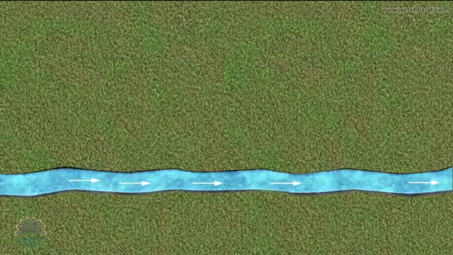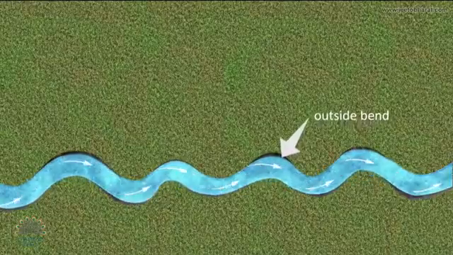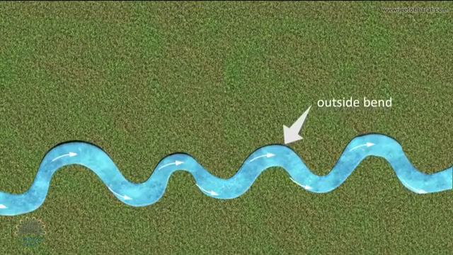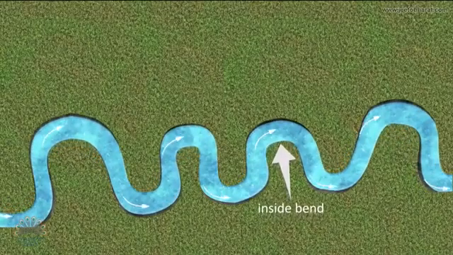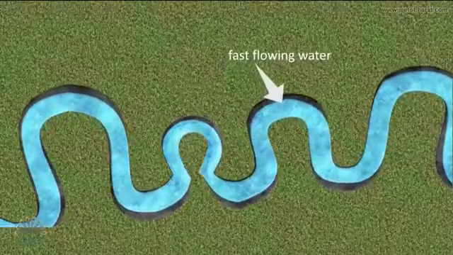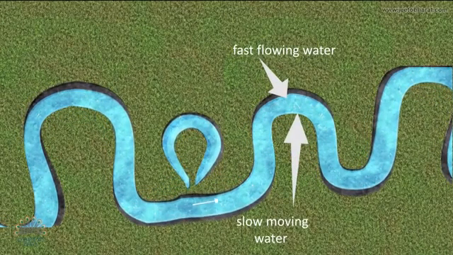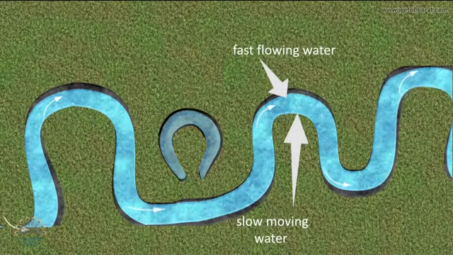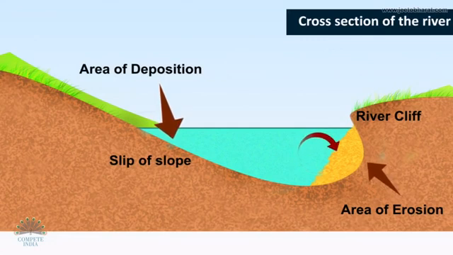Now let us see how a meander forms. The water in a river channel flows faster round the outside bend of a river due to centrifugal force, whereas it is relatively slow on the inside bends. The fast-flowing water on the outside bend erodes the river bank, whereas slow-moving water deposits sand and mud on the inside bend. At the site of erosion on the outside bend, a steep river cliff is created.